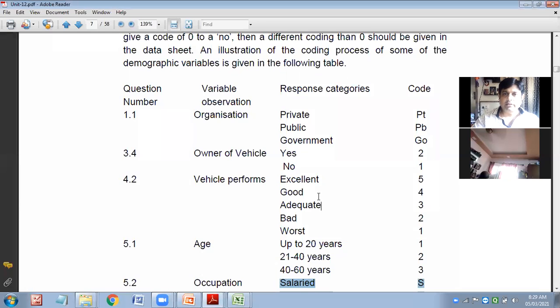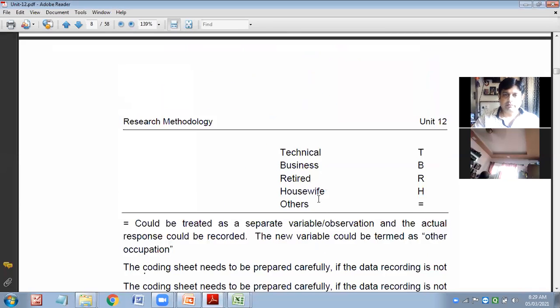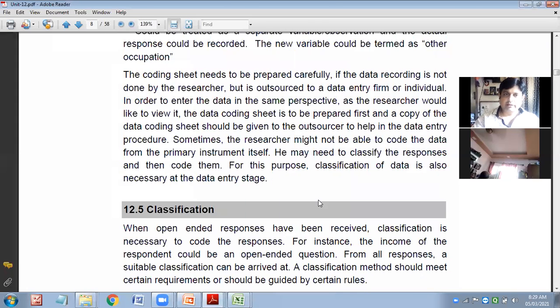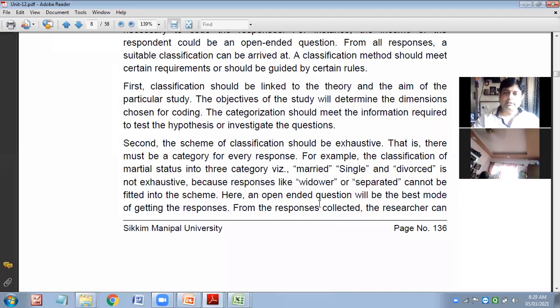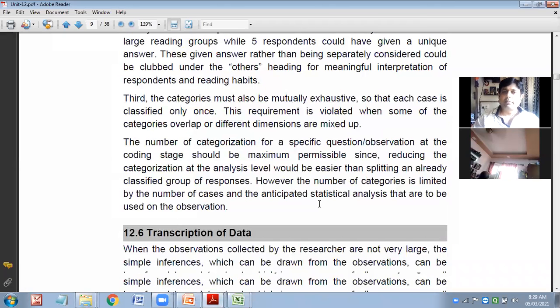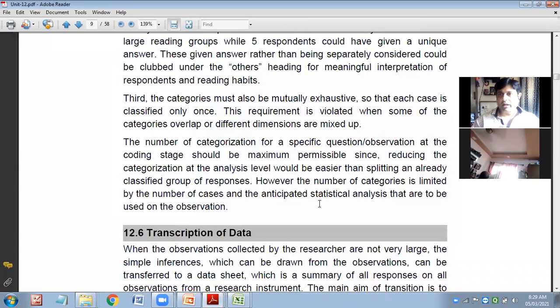So this is known as coding of data. Then classification of data. How are you classifying? Class wise, division wise, sector wise, zone wise. So that classification is very important. Transcription of data. How are you transcribing?